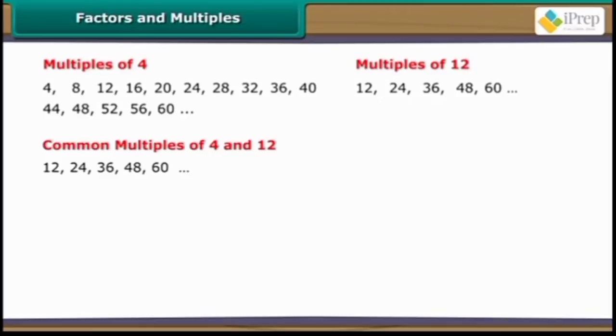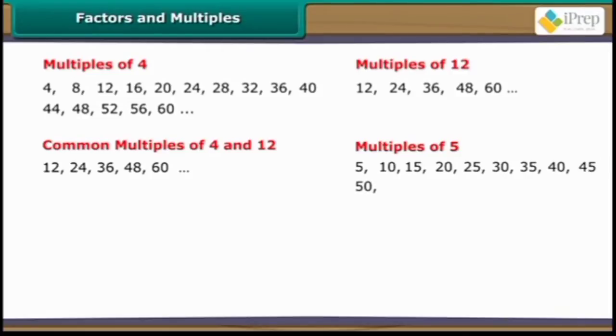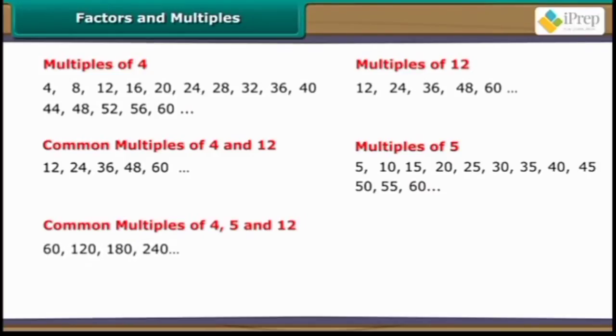Let us now look at the multiples of 5. 5, 10, 15, 20, 25, 30, 35, 40, 45, 50, 55, 60 and so on. What are the common multiples of 4, 5 and 12? The first common multiple of 4, 5 and 12 is 60. The other common multiples of 4, 5 and 12 are multiples of 60.